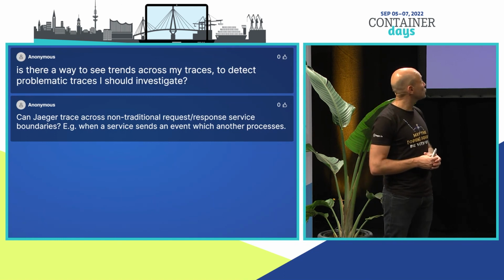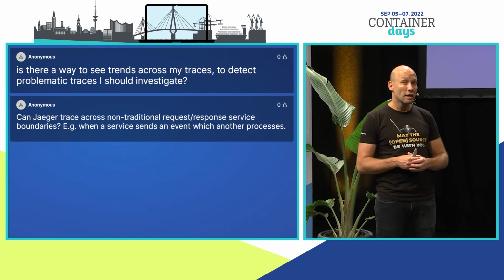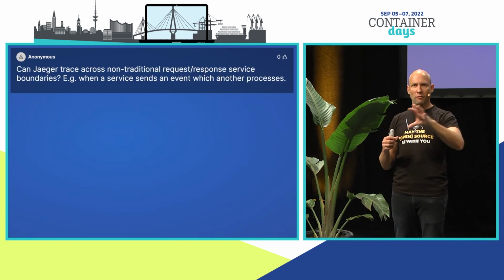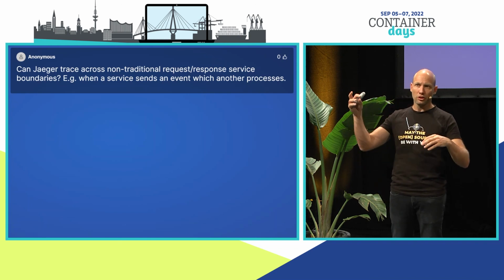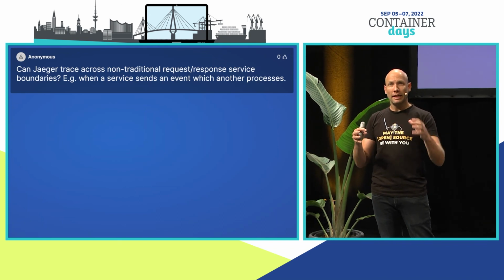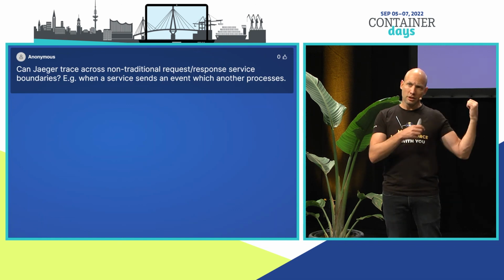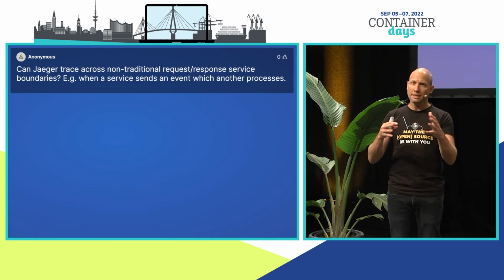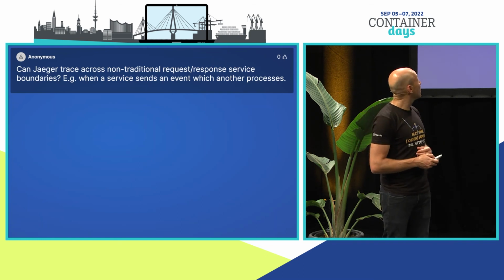Is there a way to see trends across my traces, to detect problematic traces I should investigate? So that actually ties back to what I showed very briefly at the end, the service performance monitoring. If you see the error rate graph, or the latency, the duration, or the request rate, and you suddenly see a spike, something that is anomalous, then you can drill down and look at the example traces for that. So the service performance monitoring in Jaeger does that, but other distributed tracing tools also have a similar capability. It's like the APM-like experience for that.